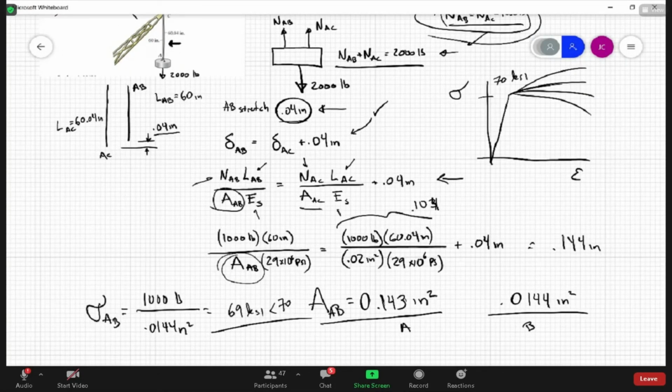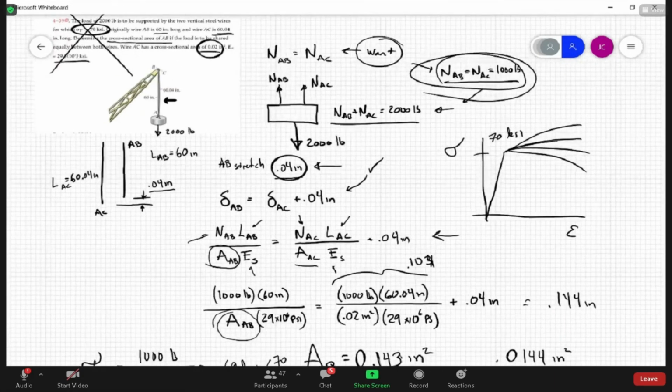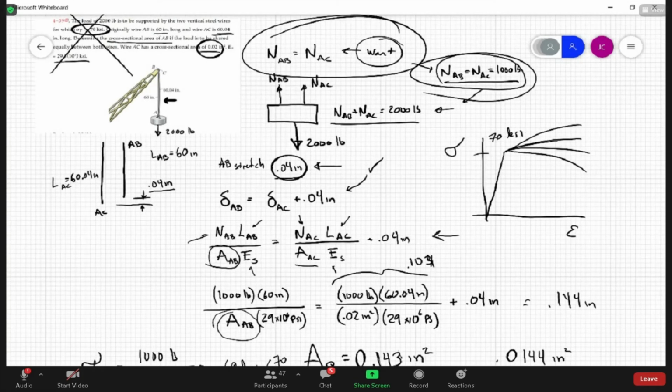All right, so again, this is a little bit of a different wrinkle, but it's not a big deal. It really shouldn't be that big of a deal if you write down, from an engineering standpoint, the equations, using free body diagrams, compatibility conditions, and the elongation equation, what information you have and what information you need. It comes out pretty well, okay?